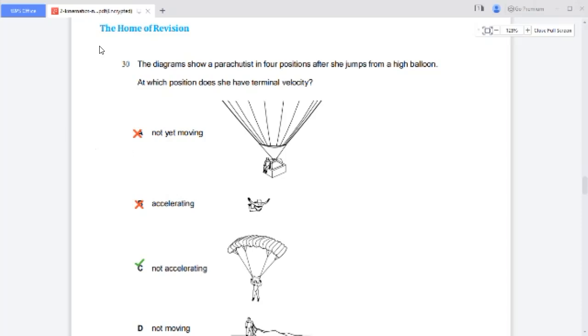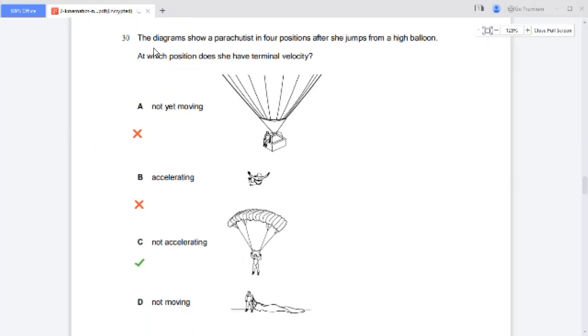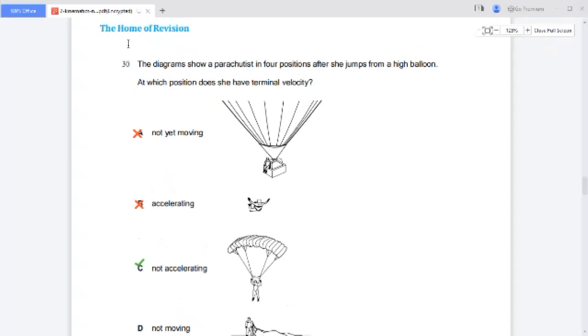The next one is object is not moving. When an object is not moving, it means the object has no velocity. When there is no velocity, then we can't say that there might be some terminal or any other velocity. So this option is also incorrect. So we are left with only one correct option, which is C. So our D option is also incorrect.